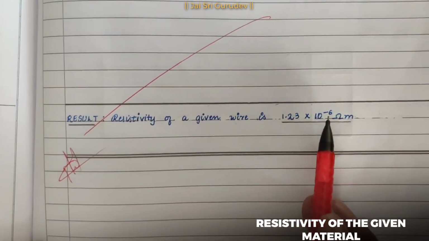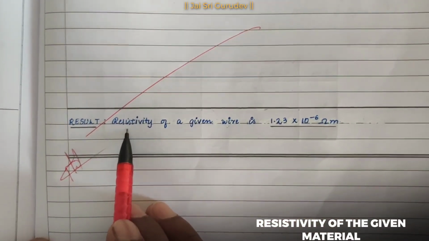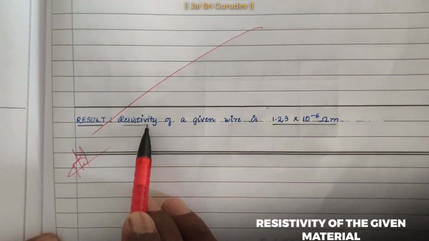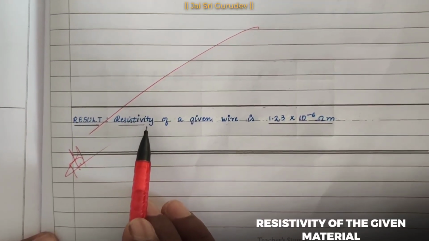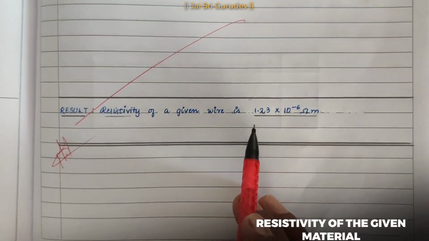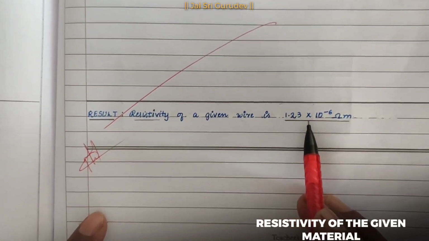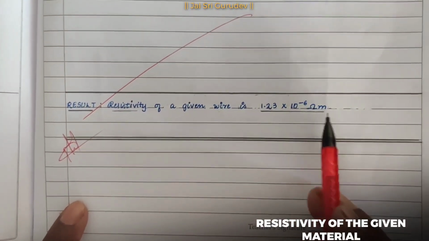As the length changes, resistance increases, but resistivity remains the same. Resistivity depends on the nature of the material and the temperature. Here we have assumed the temperature is constant, and the given wire's resistivity is 1.23 into 10 power minus 6 ohm meter. Thank you.